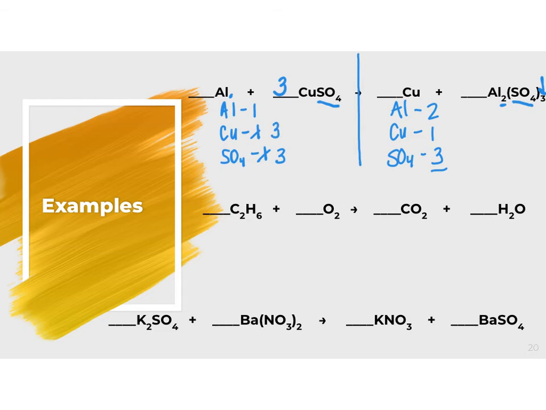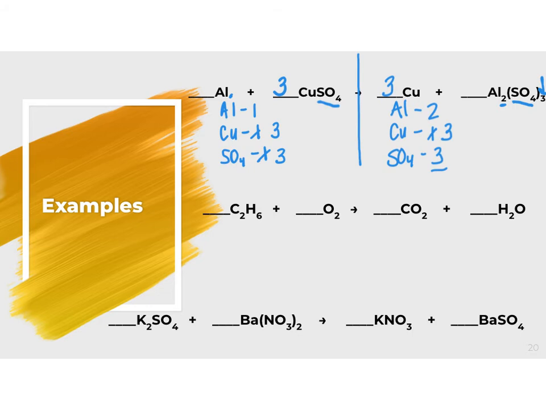Now that's going to throw off my coppers on the product side, because remember I only have 1 over there. This one's pretty easy though, because copper is by itself. So the way that I can get 3 coppers is by putting a 3 coefficient in front, because remember that my coefficient multiplies by my subscript. So 3 times 1 is going to be 3. So right now I have my sulfates and my coppers balanced.